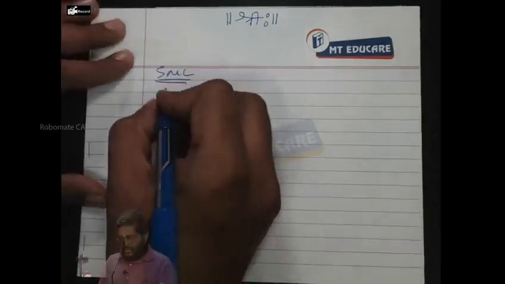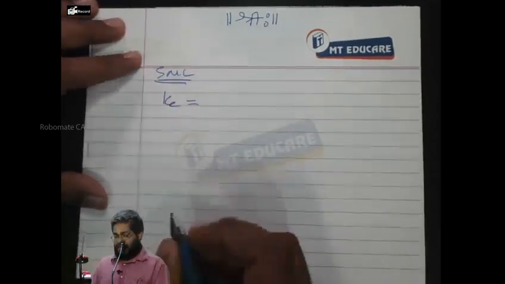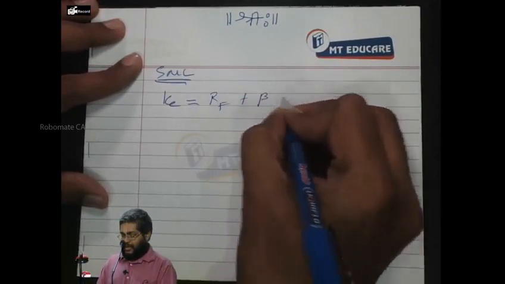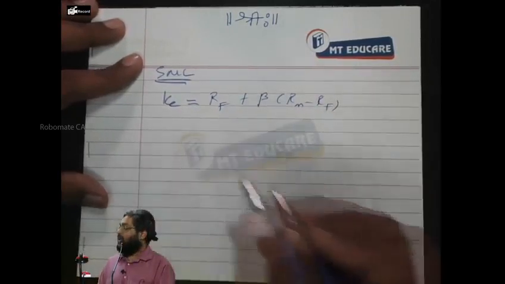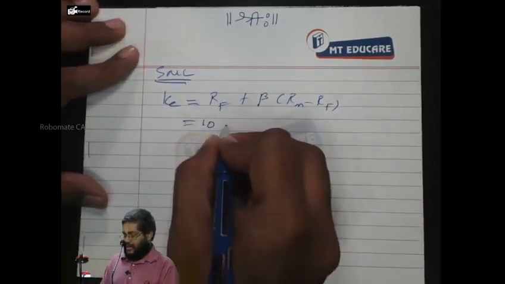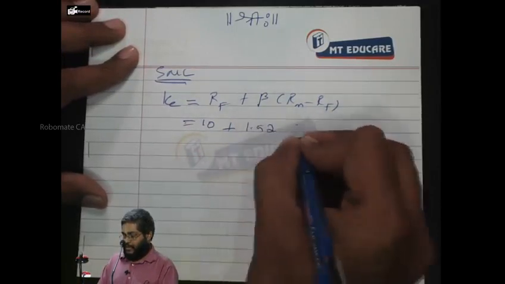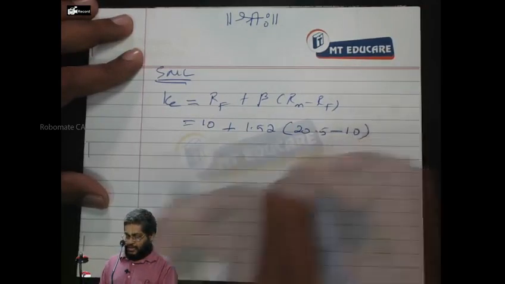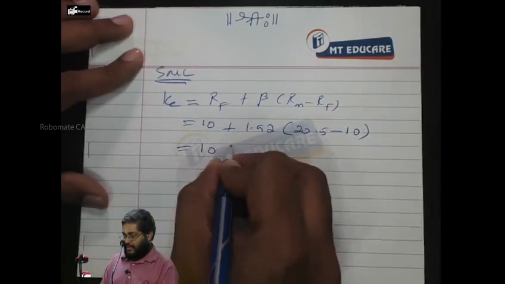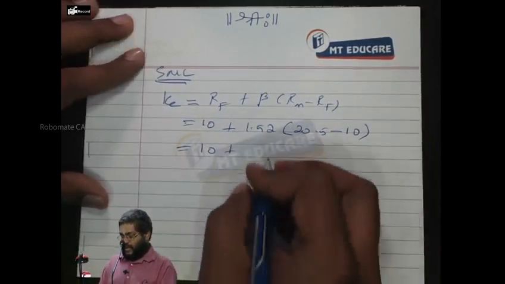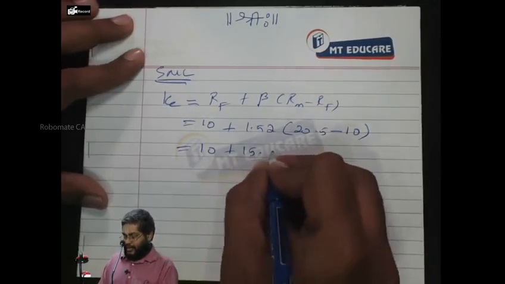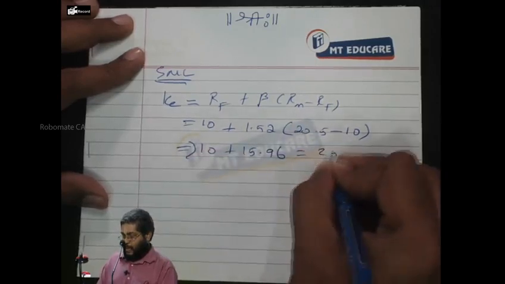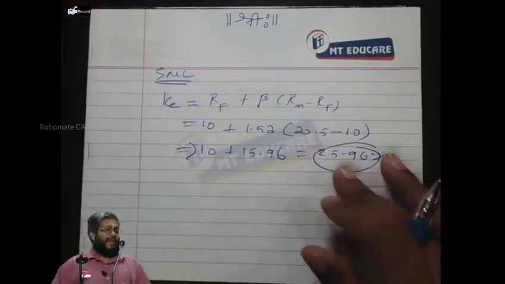The correct way to calculate is SML, the security market line. KE is equal to RF plus beta into RM minus RF. What is RF here? 10 plus beta, 1.52, into the expected market portfolio return, 20.5 minus 10. So 10 plus 1.52 into 10.5 is 15.96, so it is 25.96. Now we will come to CML later.